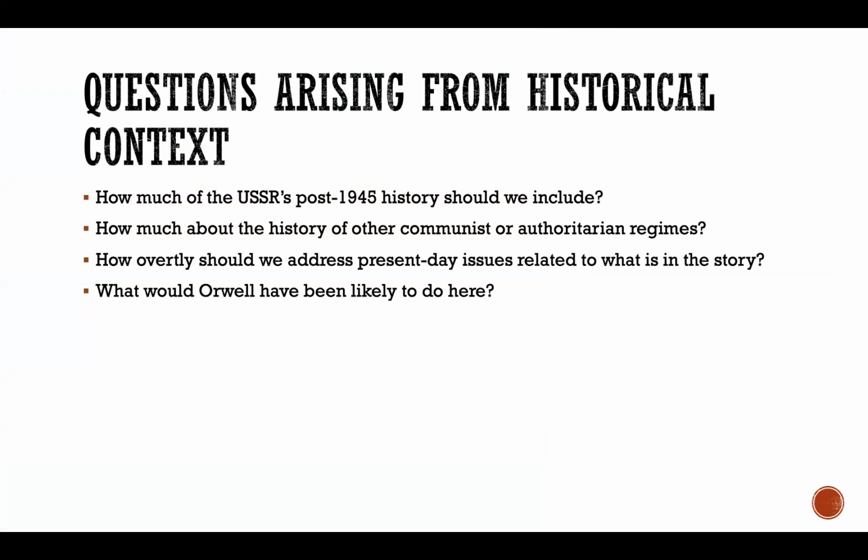And then thinking about, okay, that's all what we're getting from the book. From historical context, how much of the USSR's history post 1945 should we be trying to include? How overtly should we be addressing present day issues that relate to what's in this story? What do we think Orwell would have made of these things? And then also, does that matter? So there were a lot of pieces that came into trying to think about how we extend the elements that are in the book in a way that is consonant with the goals that we set out at the beginning and the things that we had learned so far.